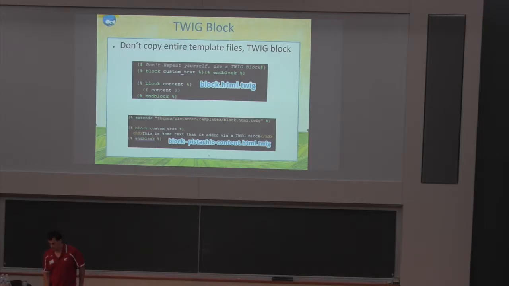What you do is, in block.html.twig, you just say block custom text and block. And then in a separate file, the one that you would have a copy of the entire file previously, now you just have a custom code. So I'm just saying I'm extending this block. So I'm extending the previous block, and then I'm just adding some custom text. And here I can use the same variables I would in block.html.twig. So it allows you to create just individual blocks, and it makes your parent file much easier to maintain.